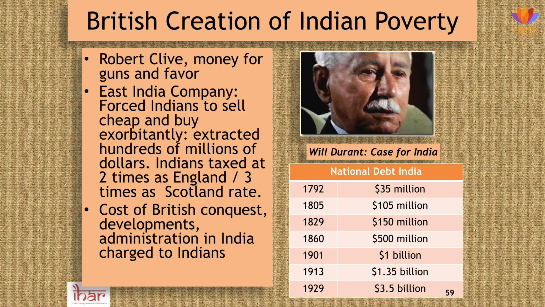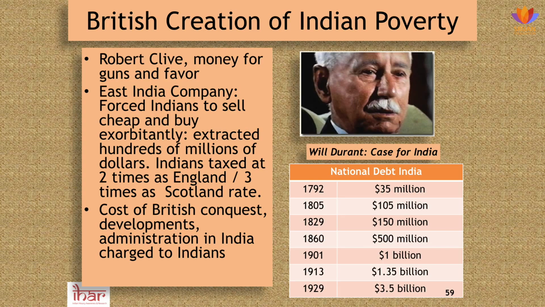So he tells what we already know. Robert Clive, who traded money for guns and favor, East India Company, forcing Indians to sell cheap, buy exorbitantly, extracted hundreds of millions of dollars. Indians were taxed at two times as England and three times as Scotland. All the costs of British conquest and development and administration in India were charged to Indians, including the First World War, Second World War, all the French battles that they had. Everything was charged to Indians.